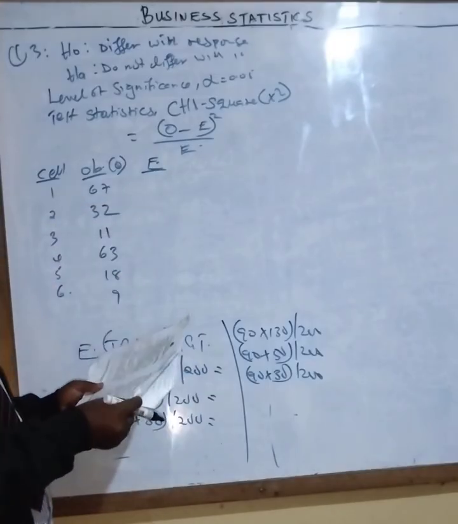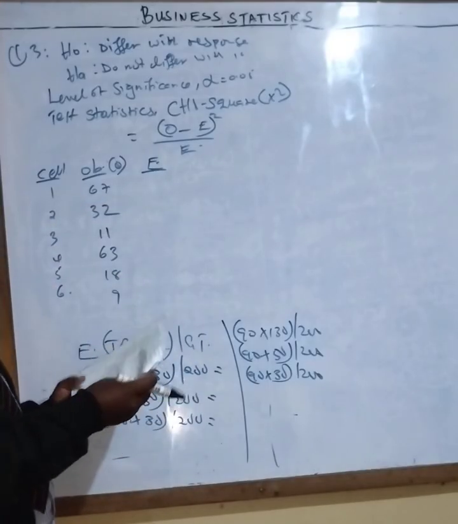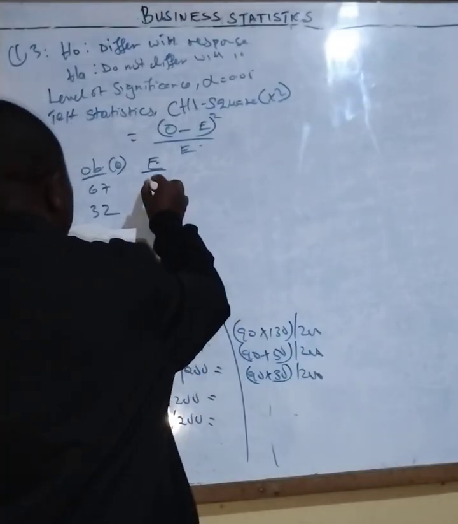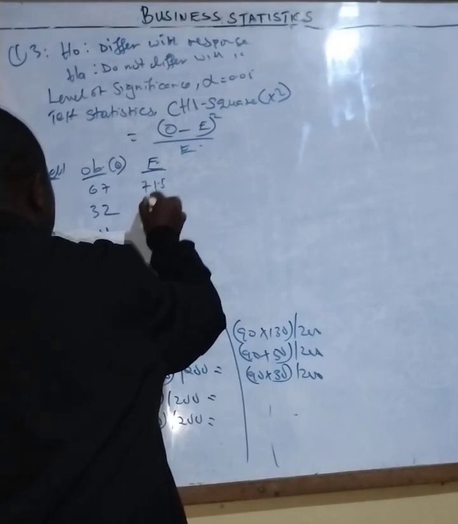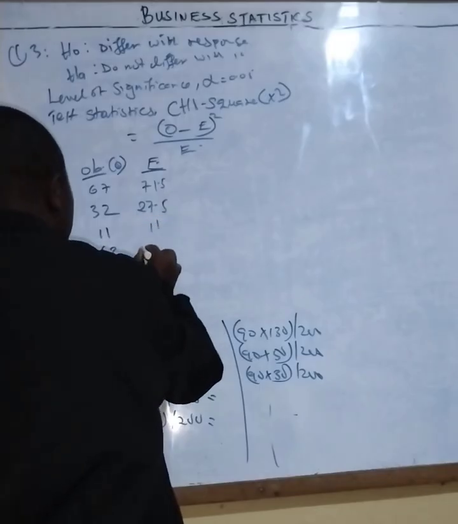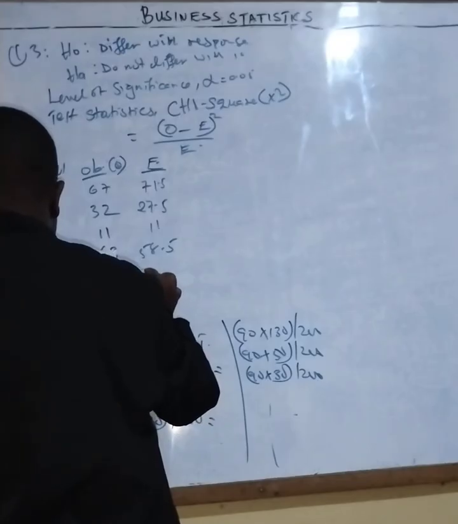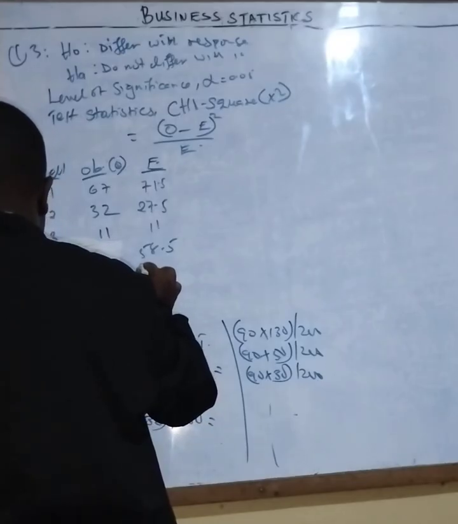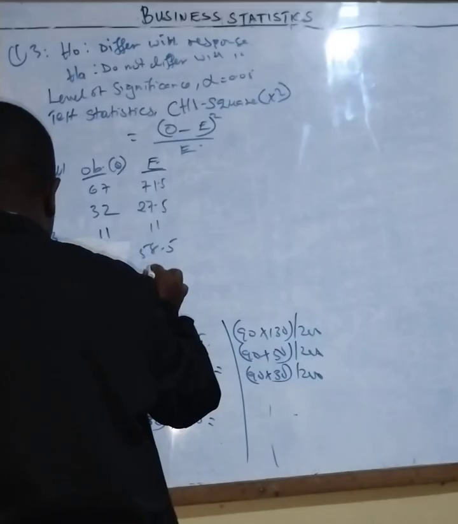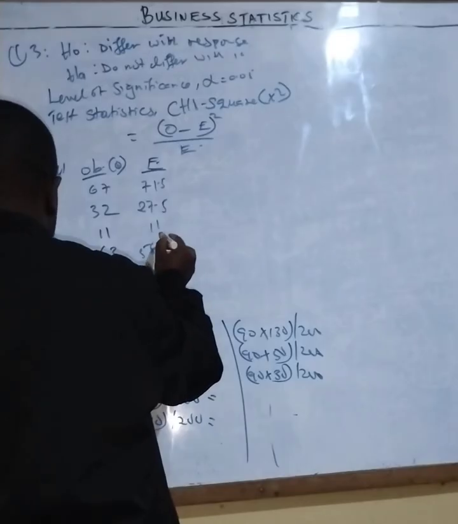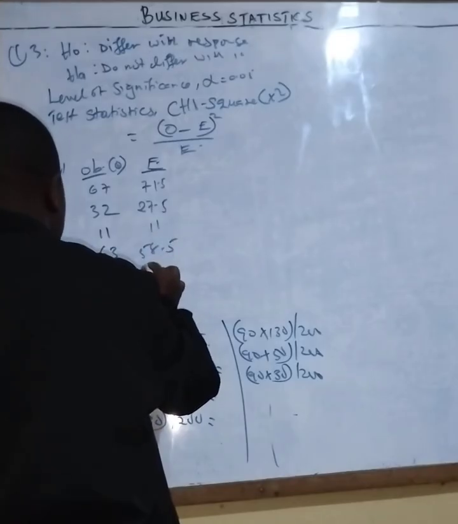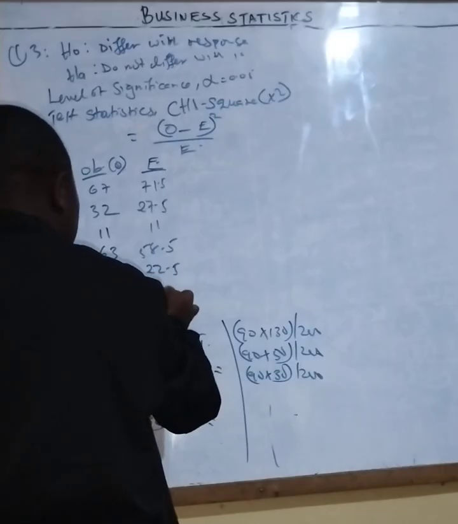Now, when you press your calculator very well, class, you will be able to find for the first E to be 71.5, 27.5, 11, 58.5, and finally we have 22.5, and then 9.